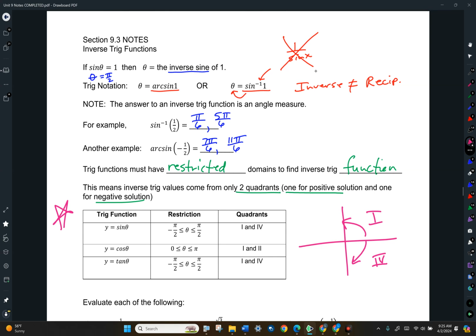So up here, what that means is when I say the inverse sine of 1/2, I only want the first quadrant, so I wouldn't include that.